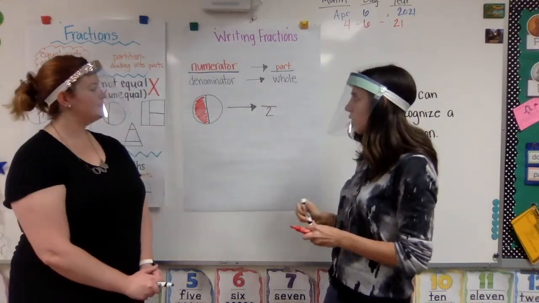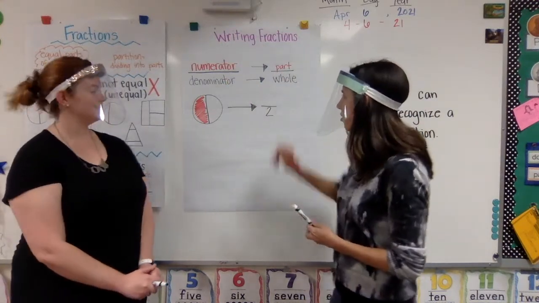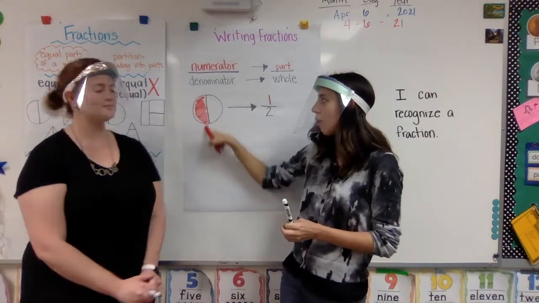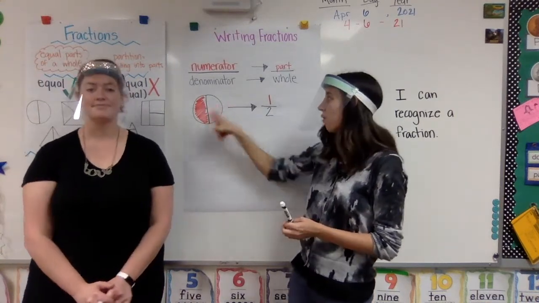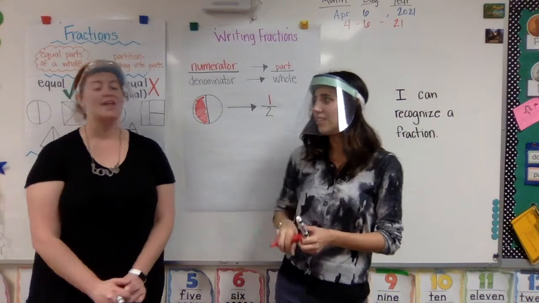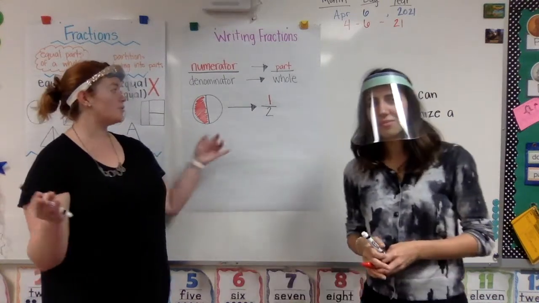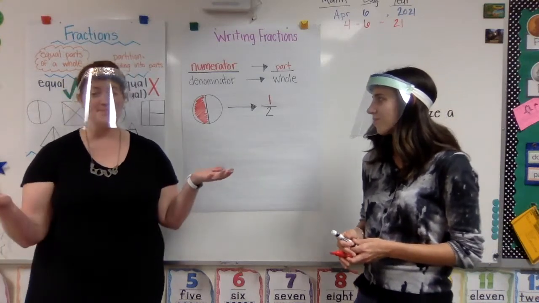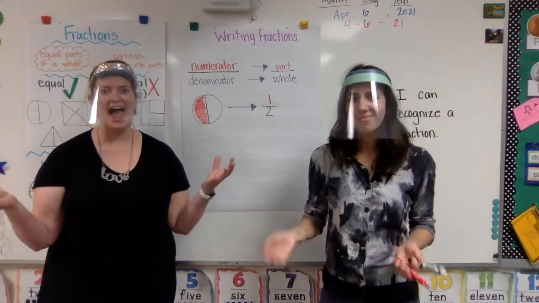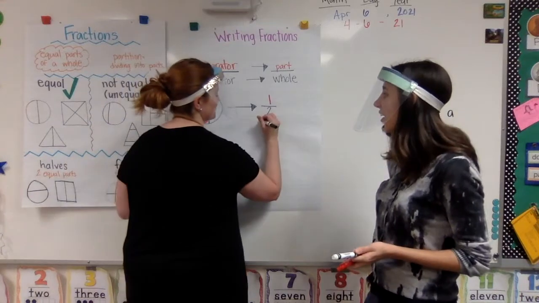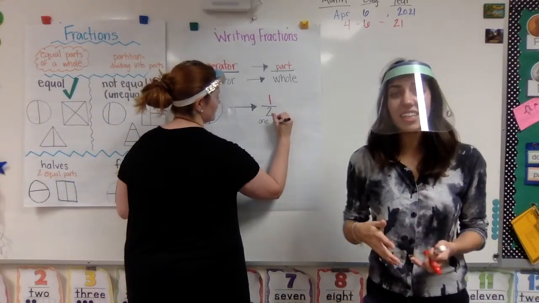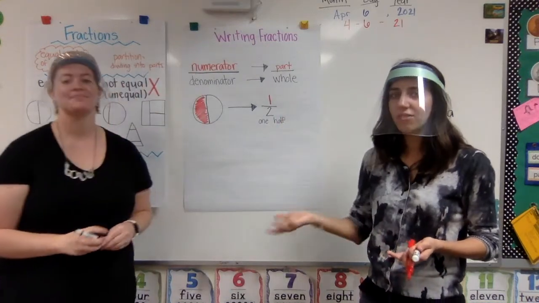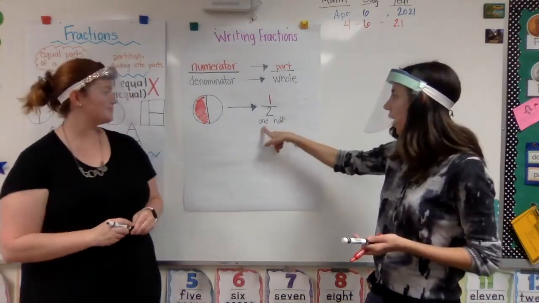And we took away one of those parts. So my numerator is going to be 1 because we colored in 1 piece out of 2 pieces. So Miss Lestico wrote 1/2. And do you want to know how you say that? One half. Oh, that's right. I know that this shape was divided into halves. And so when we take one of those 2 halves, we have one half.